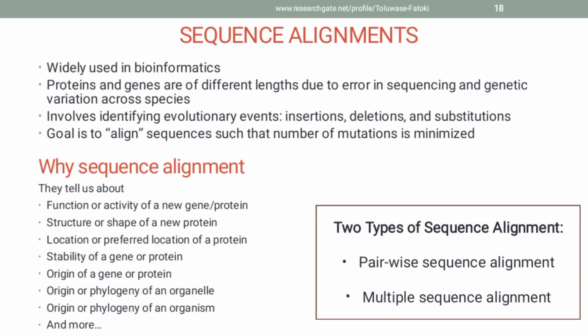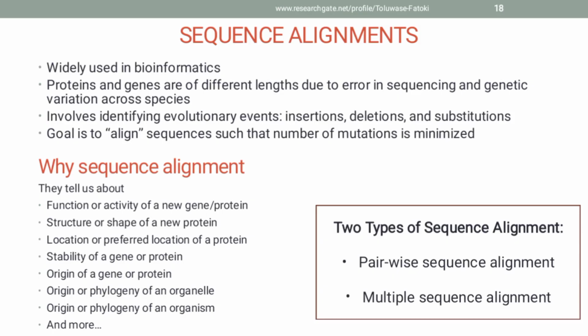And then you can have proteins or genes of different lengths from different species, so you can see how one species differs from another. It can also help us to determine the types of mutation that occur within the same species or across species during the course of evolution.